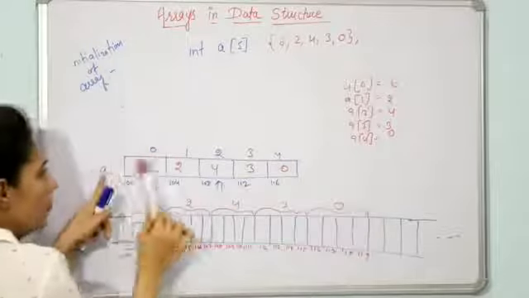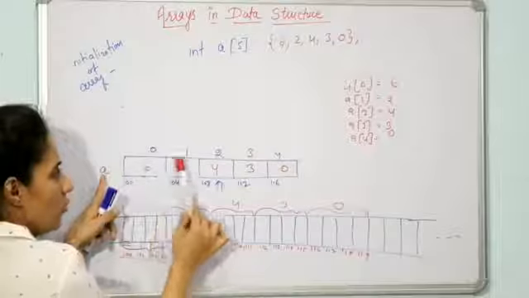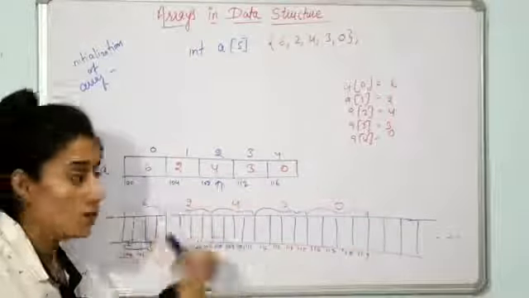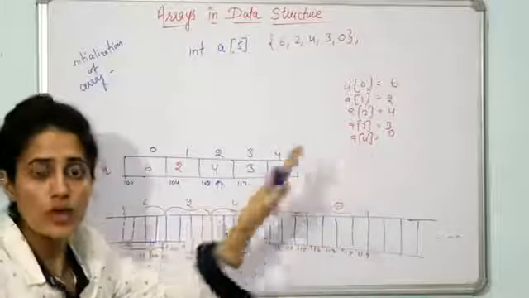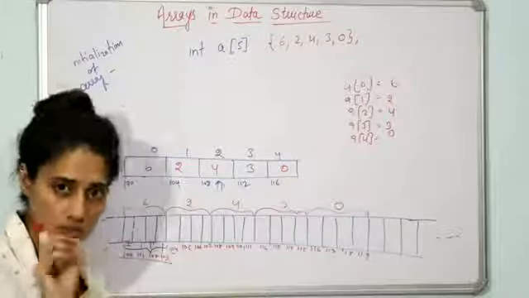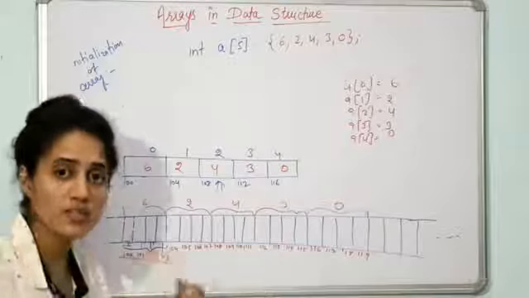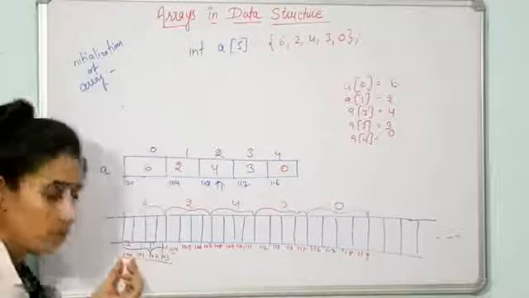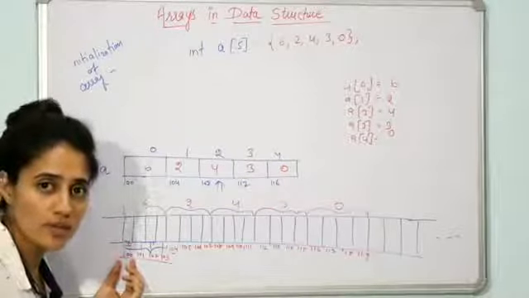At a of 0, at index 0 we have 6, a of 1 we have 2, a of 2 we have 4, something like this. Fine. How to access the data, how to calculate the address? We know the base address of the array. Base address means from where the array is started. The array is started from 100, so the base address is 100.